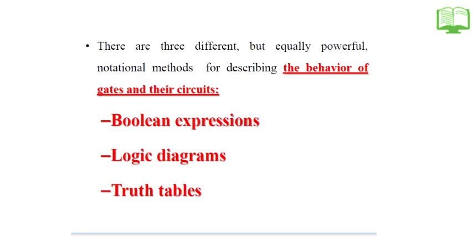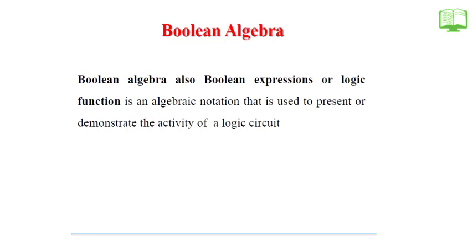Also, we're going to see there are 3 different notational methods for these logic gates. We have the Boolean expressions, the logic diagrams, which are just diagrams, and the truth tables, so we're going to see them. Beginning with Boolean algebra, which involves the Boolean expressions or logic functions.